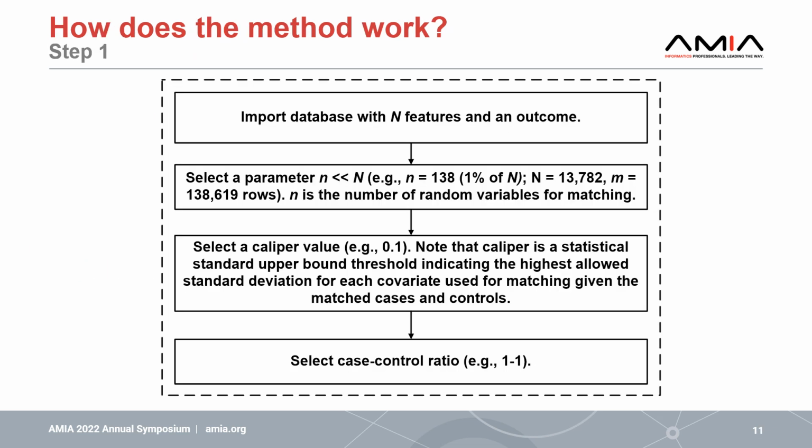So you have a data frame, in this case 13,000 features, a binary outcome, and 138,000 rows. That's the training set. So you choose a parameter, let's say an integer, 1% of all the available features, 138 in this case, and you also specify a caliper value that determines how close these covariates between the positive and negative patients are going to be. So how close the matching will be in each iteration.